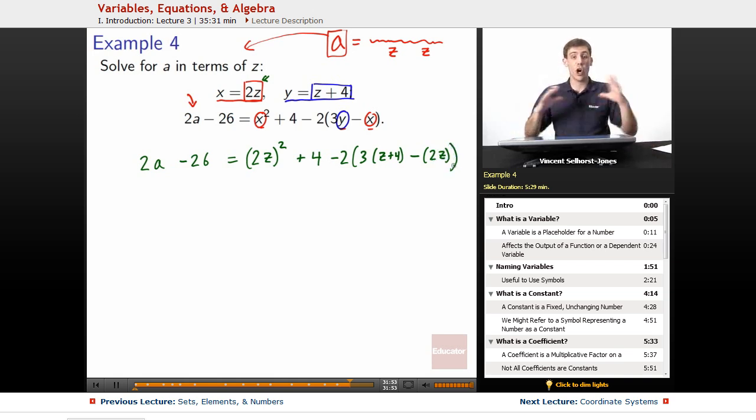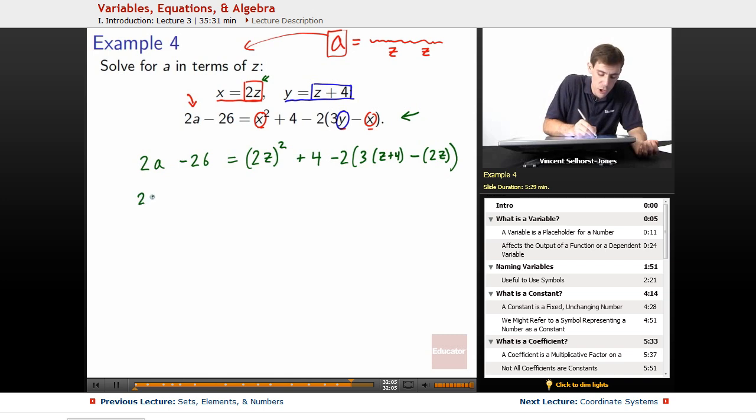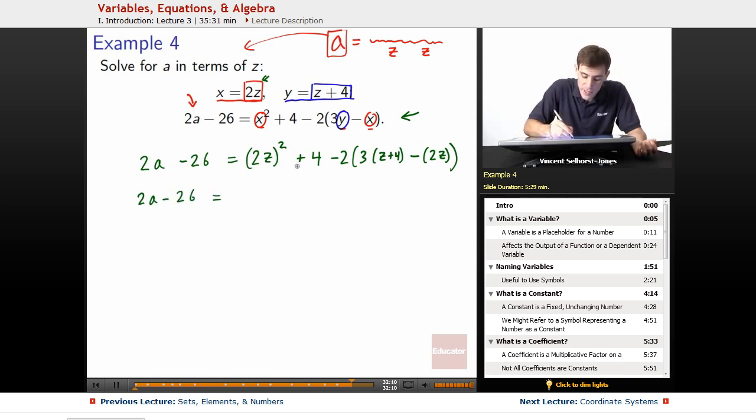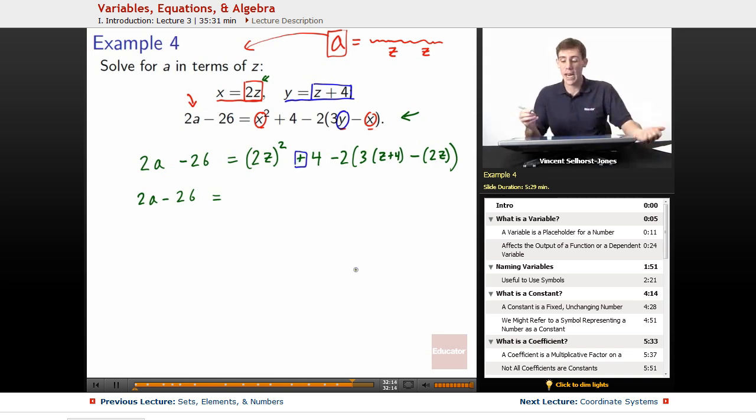What we've got is our original, our sort of bottom equation, but we've now gotten rid of x, gotten rid of y, and we've only got z's and a's in here. Now we're able to solve for a in terms of z. So let's simplify what we've got on the right side, right? 2a minus 26 equals, we've got this plus sign in the middle, so we can work what's on the left and work what's on the right simultaneously. We don't have to worry about them interfering with each other, even though they don't show up at the same time in the order of operations.